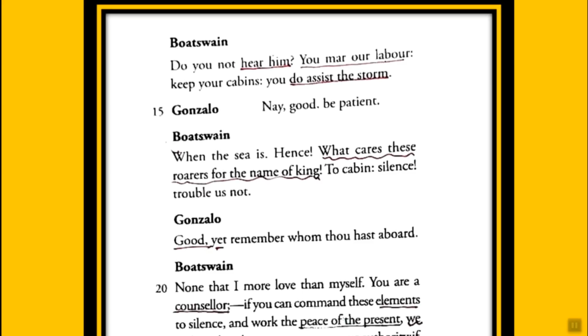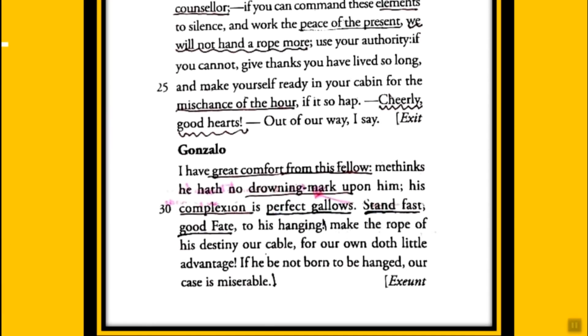Now the next line he continues to talk to his mariners. He says, cheerly, good hearts, out of our way, I say. Means he's addressing the mariners to continue with brave hearts and try to save the ship. And then he adds, out of our way, I say. So he says to all the people who are standing on the deck, please go out of our way, go down, stay in the cabin and pray. We are trying our best to save the ship.